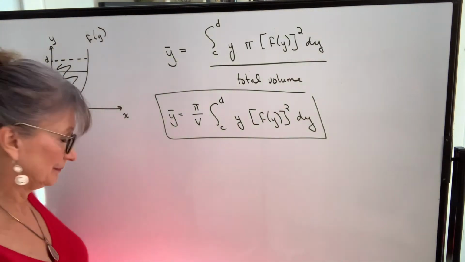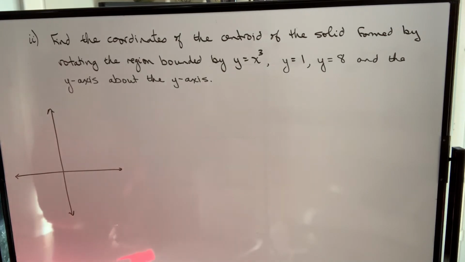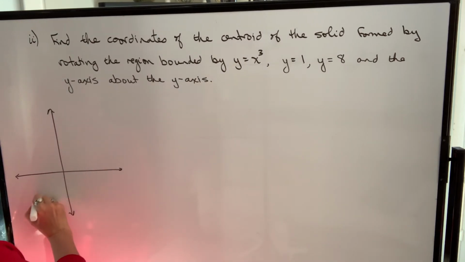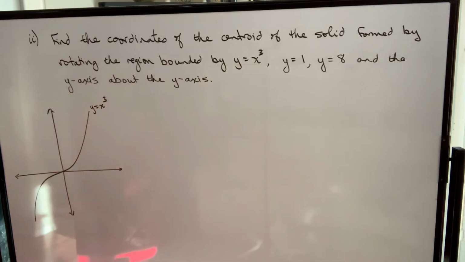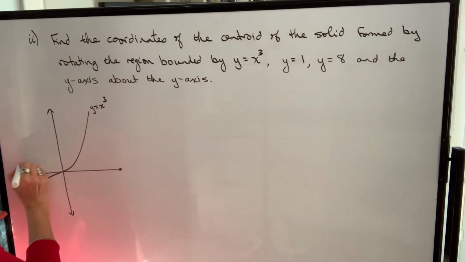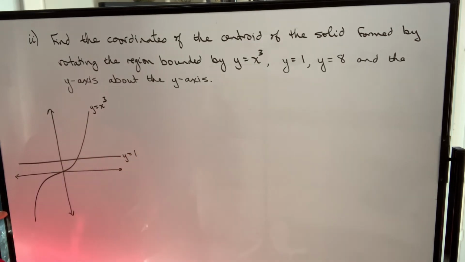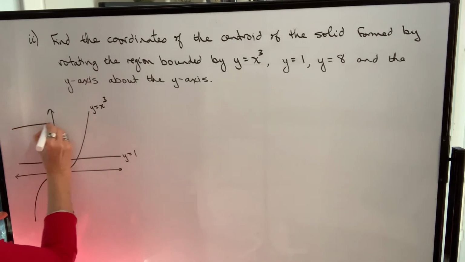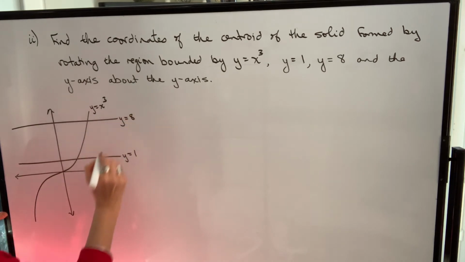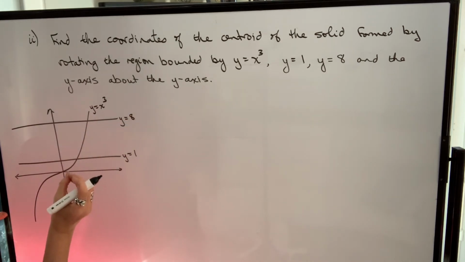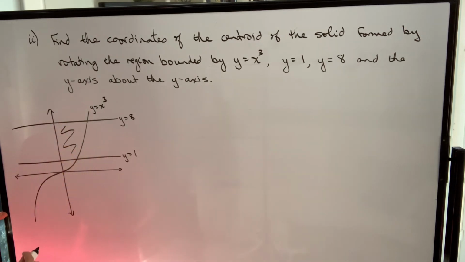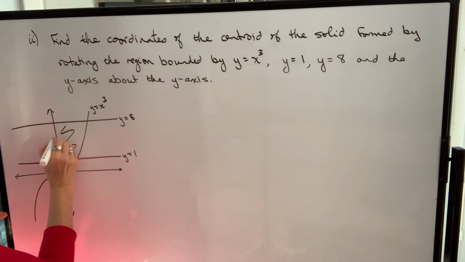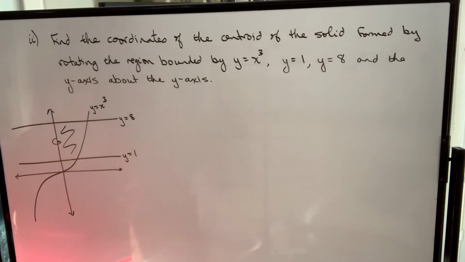Let's do an example. The question asks us to find the coordinates of the centroid of the solid formed by rotating the region bounded by y equals x cubed, y equals 1, y equals 8, and the y-axis. So the region bounded by those four equations is this region right here. If that region is rotated about the y-axis, it will form a solid.